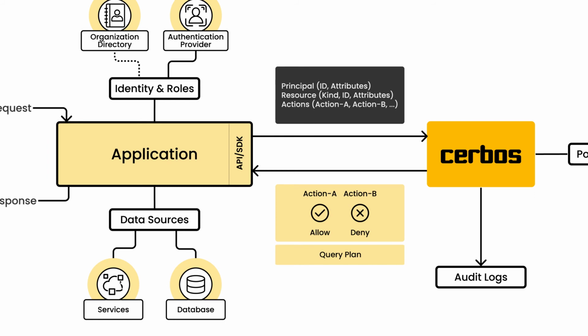Cerbos is also capable of giving you the filtering logic your application needs to apply against its data storage to fetch the right objects the user has permissions to perform the specific action on. The Query Plan API returns an AST, abstract syntax tree, that you can implement in your application's data fetching layer. If your application is in Node.js, Cerbos has a Prisma package you can use out of the box.